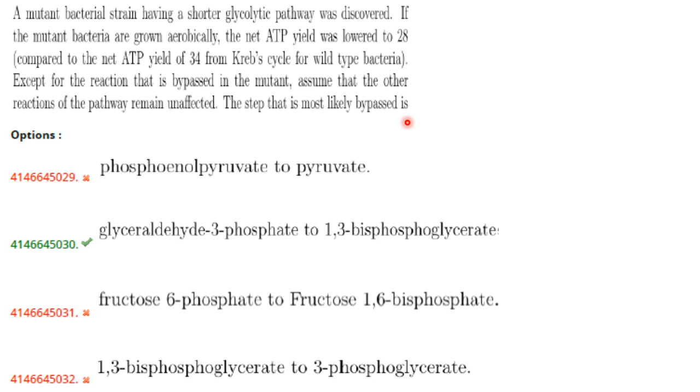And these 6 ATP molecules come from the step when glyceraldehyde 3-phosphate is converted to 1,3-bisphosphoglycerate by the dehydrogenase enzyme. Here 2 molecules of NADH are produced which will yield 6 ATP molecules. Because 1 NADH will yield 3 ATP molecules, 2 NADH will yield 6 ATP molecules. So in the first option, phosphoenolpyruvate to pyruvate, 2 ATPs are generated. Fructose 6-phosphate to fructose 1,6-bisphosphate, ATP is broken down. 1,3-bisphosphoglycerate to 3-phosphoglycerate, ATP is generated. So the correct answer is option 2.